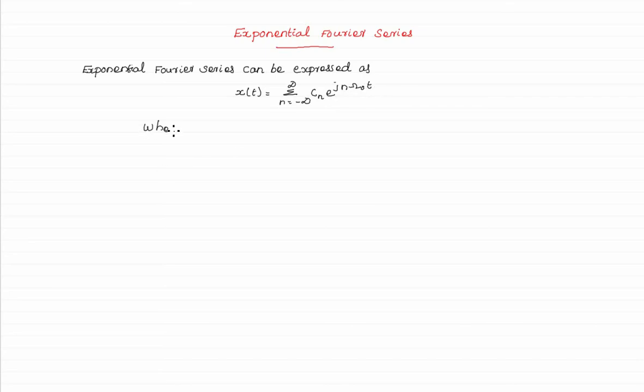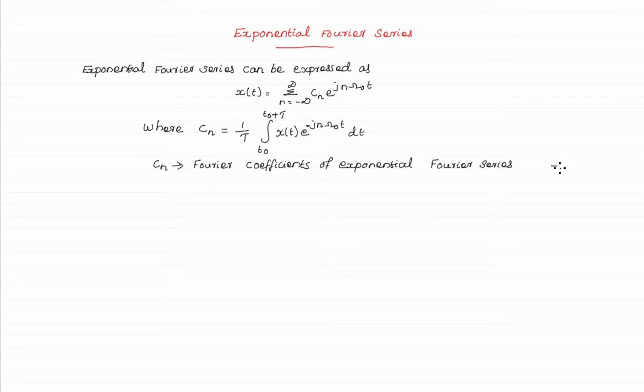where Cn is equal to 1 by T integral t naught to t naught plus T x of t e power minus jn omega naught t dt. Actually, Cn is the Fourier coefficients of exponential Fourier series. Omega naught is the angular frequency which is equal to 2 pi f. We know that frequency is inversely proportional to time period. So, it is actually equal to 2 pi by T. Now, we see an example based on the exponential Fourier series.